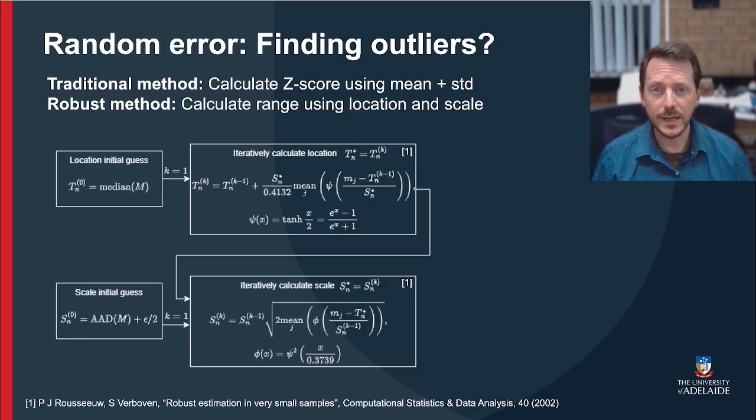Traditionally, to find an outlier, you might use standard deviation and calculate something called a z-score, which is essentially the normalized difference from the mean. The robust method is equivalent to that, whereas instead of calculating a z-score, we calculate a range using location and scale. Location is the robust version of the mean, scale is the robust version of the standard deviation. And this can be done using the algorithm on screen. Now, in another video, I would really love to break this down with some pretty graphs and explain the background here. But for now, I'd like you to take us at our word that this does what we say it does.